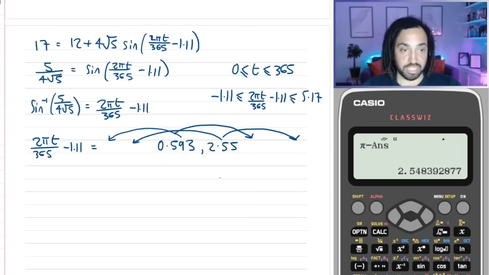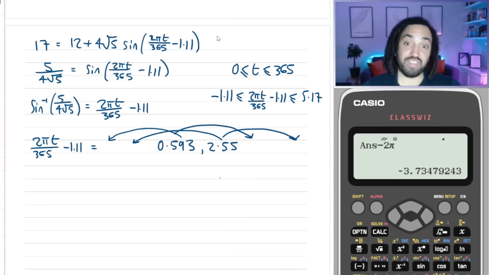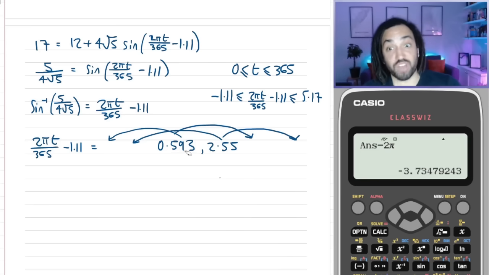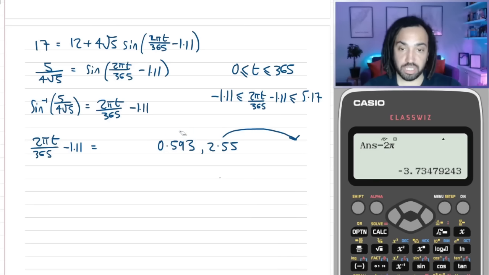Okay, so let's take this one because it's in the calculator now, and let's minus 2 pi. That is outside of the range. Okay, it's outside of this range here. It's outside of that range. So therefore that is no good. And in fact, if we were to take 0.593 and minus 2 pi, that will also be outside of the range. So going backwards is actually no help here.